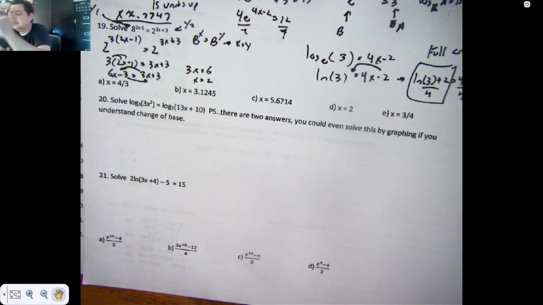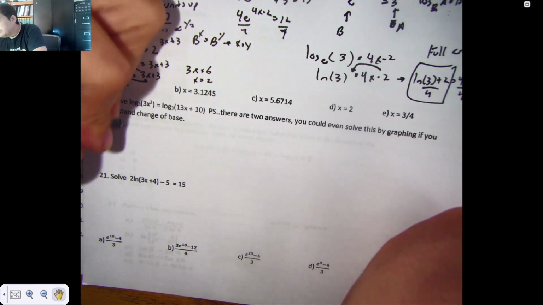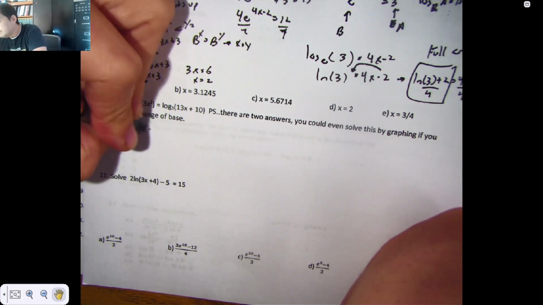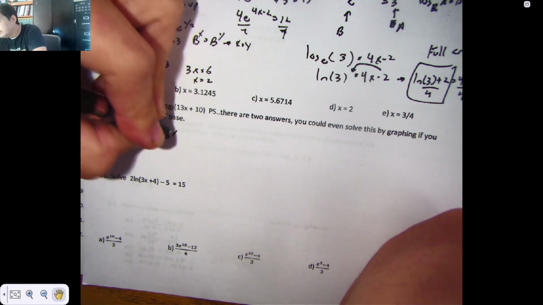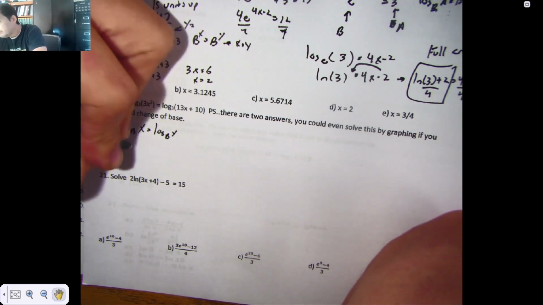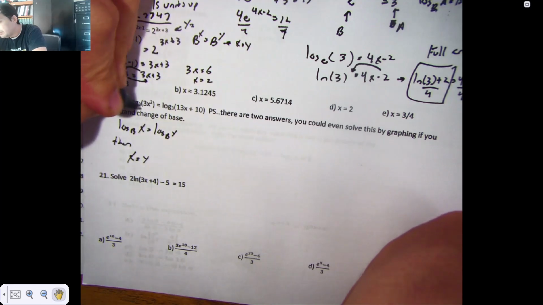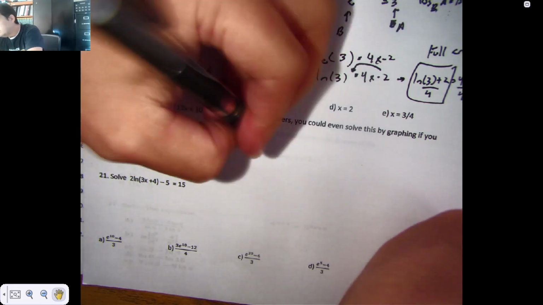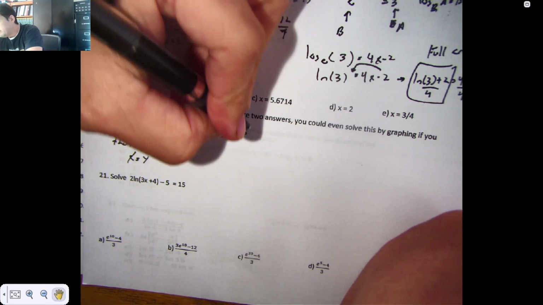Number 20 is probably quicker to do by hand, but what do I know? There is a property out there. It says log base b of x equal to log base b of y, then x is y. And notice how these bases match. 3x squared is 13x plus 10.